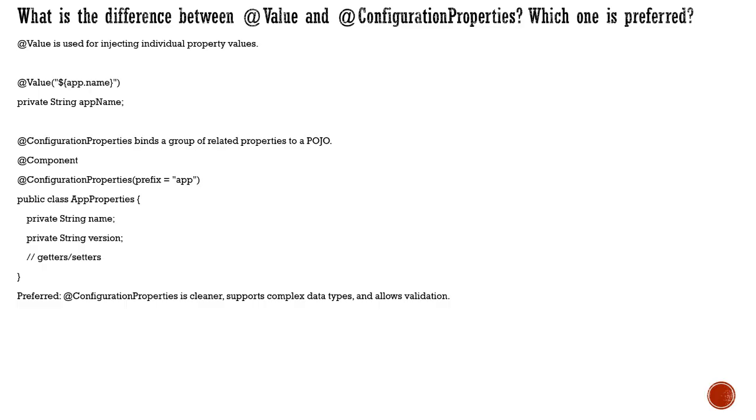The preferred approach here is @ConfigurationProperties, which is much cleaner, much more supportive for complex data, and supports validation as well. This is how you can do it. These are the differences between @Value and @ConfigurationProperties. These are two different things.